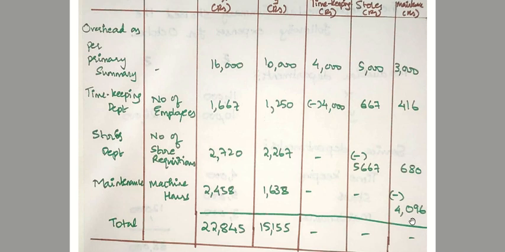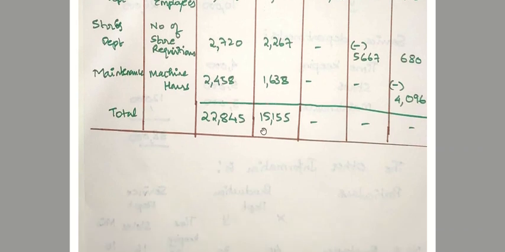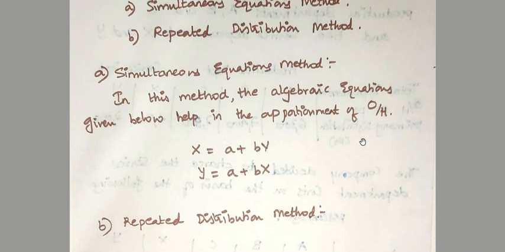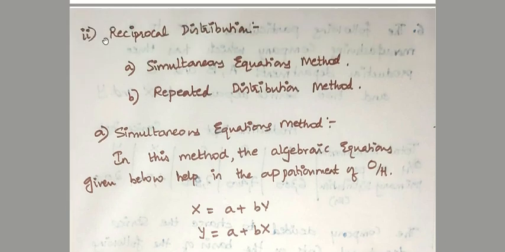So what are we apportioning? This 4,096, which is the total of your maintenance department, which is 3,456 and 680. If you apportion the total of this to the first production department, 2,458 and 1,638, your total will be 22,845 and 15,155. So the other three departments, which are your service departments, are a nil figure because we have apportioned it. So moving on to your next method, which is your reciprocal distribution.